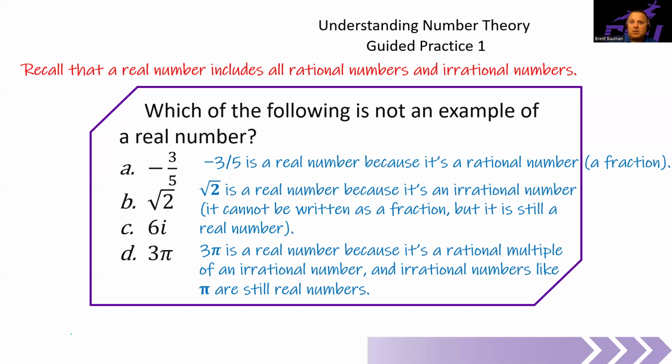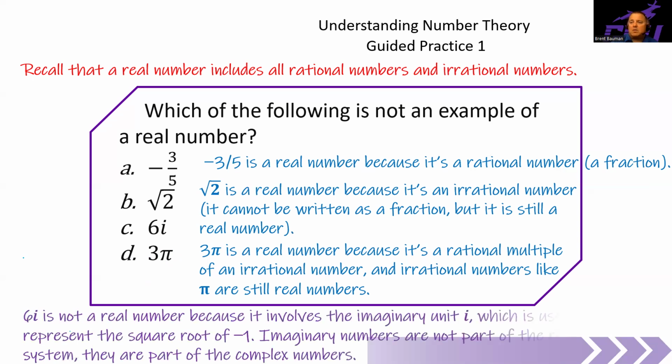And then C, it has the i in it for the imaginary number, so that one should be pretty quick to give that away. That is our choice. C is our option for not a real number because it is an imaginary number. So you want to be good with your definitions, number sets, those types of things.